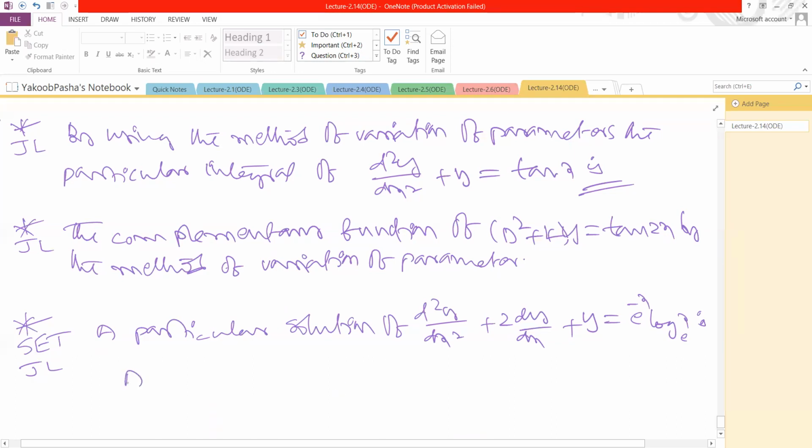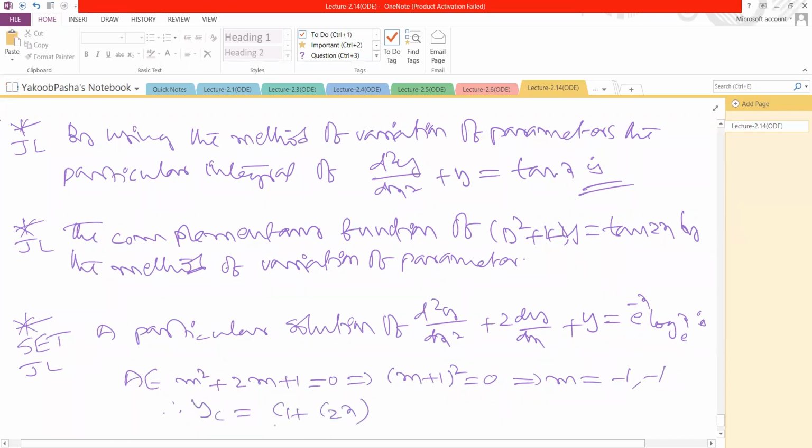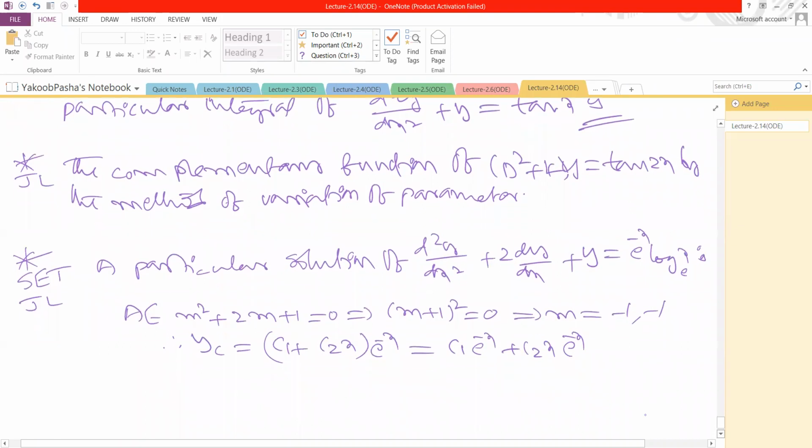First, I am taking the auxiliary equation m square plus 2m plus 1 is equal to 0. That is nothing but m plus 1 whole square equal to 0, that is m is equal to minus 1, minus 1. So the complementary function yc is c1 plus c2 x into e to the power of minus x. This can be written as c1 e power minus x plus c2 x into e power minus x. So it is in the form of c1u plus c2v. This is v and this is u.